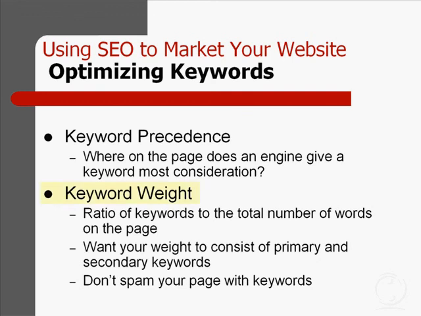Next, you want to keep in mind your keyword weight. Again, keyword weight is the ratio of keywords to the number of words in that page. Overall, you want your weight to consist of primary and secondary keywords and keyword variables. If you have a web page about digital photography and the phrase video editing has a higher weight than digital photography, the crawler is not going to identify your page as being primarily about digital photography. Now note that you should not by any means spam your page full with keywords just to increase your weight. Crawlers can spot this from a mile away and will definitely penalize your rank for it.